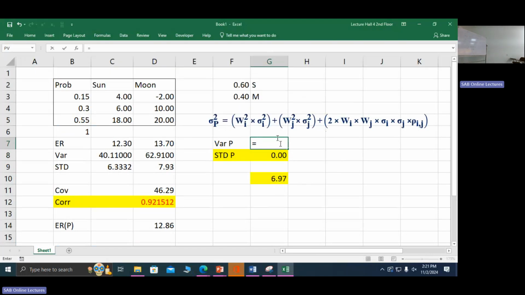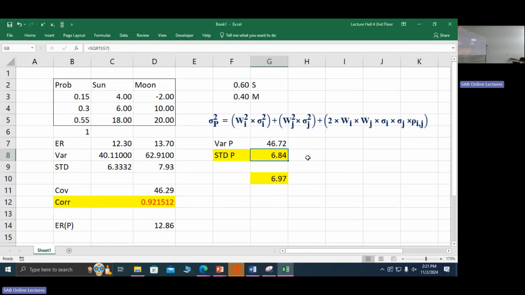Right, I will do it again. 0.6 into 0.6 into variance plus 0.4 into 0.4 variance plus twice. 6.84. Now it's working. What do you want to make this connectivity? You are good there. I'm very happy about it.